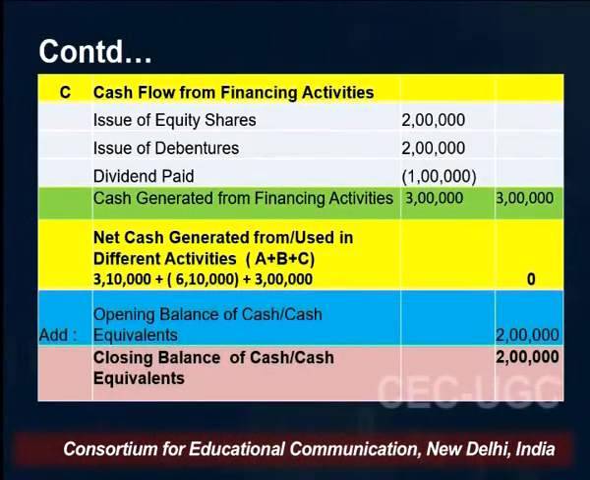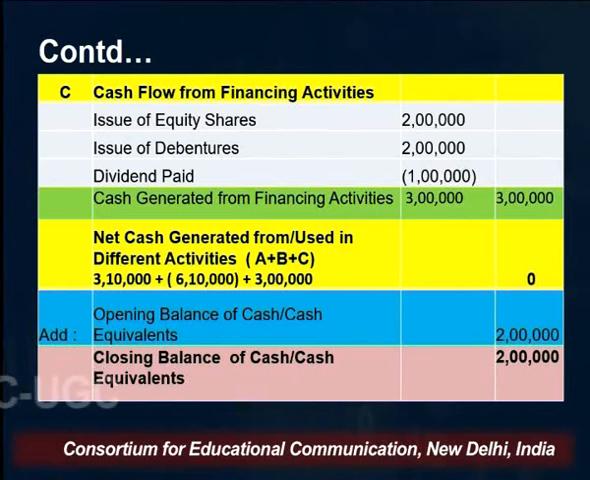After this, we'll move on to the last head, that is cash flow from financing activity, which means the liability side of the balance sheet, where we deal with the long-term liabilities. Equity shares, since the value has increased as compared to previous year, we'll assume that the issue of equity shares might have taken place, 2 lakh rupees as cash inflow. Debentures also increase, the same treatment, that we assume there must be issue of debentures, so cash inflow is 2 lakh rupees.